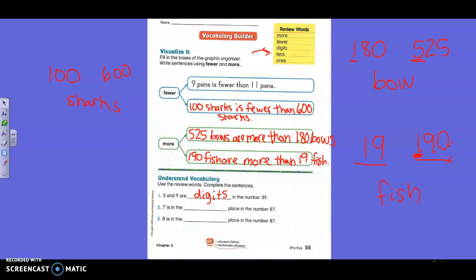Number 2. 7 is in the blank place in the number 87. 7 is in the more place in the number 87. In the fewer place in the number 87. We already used digits. We're not going to use that one again. In the tens place or in the ones place? What do you think, Vivian? In the ones place. 7 is in the ones place in the number 87.